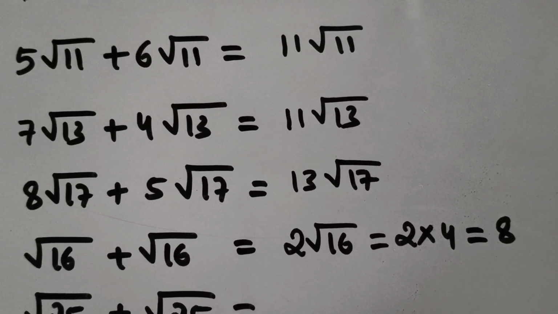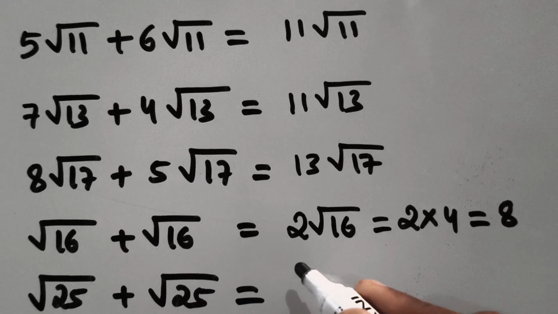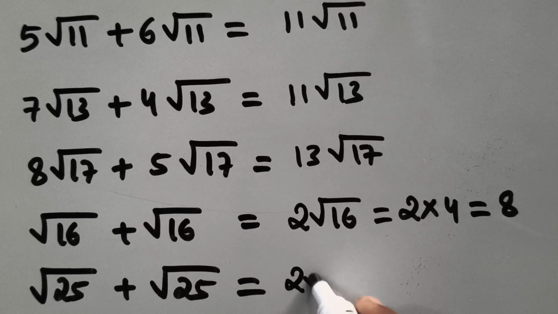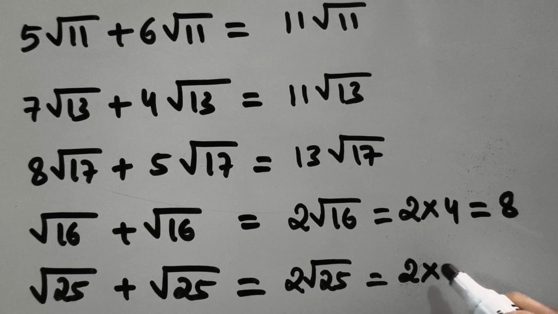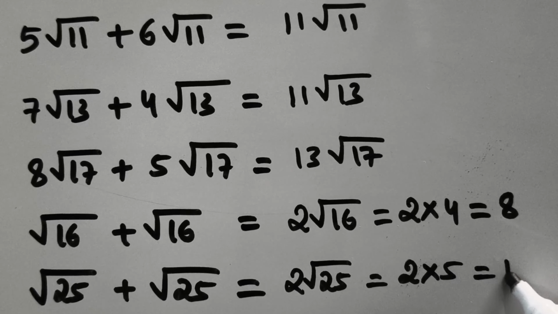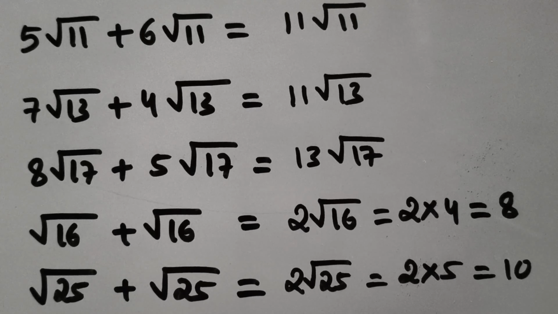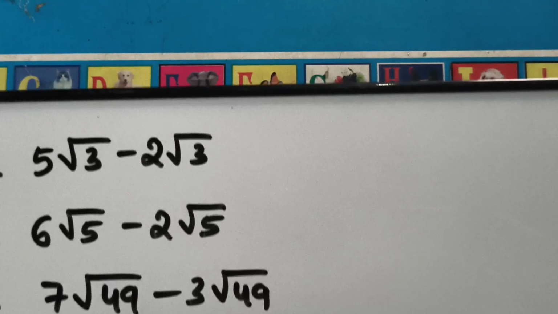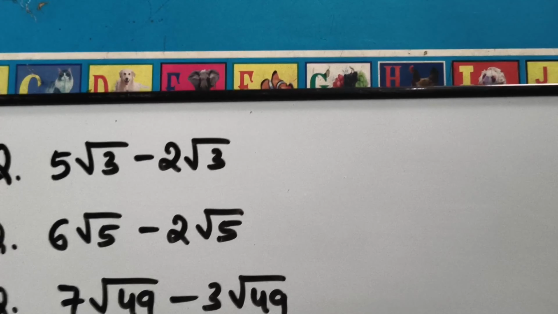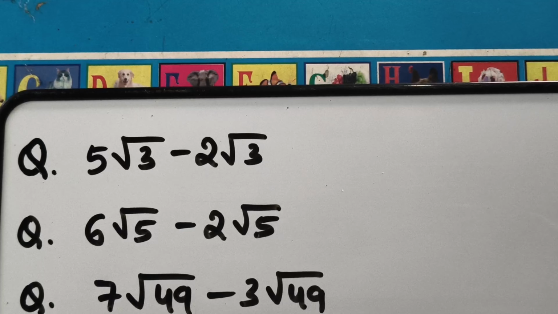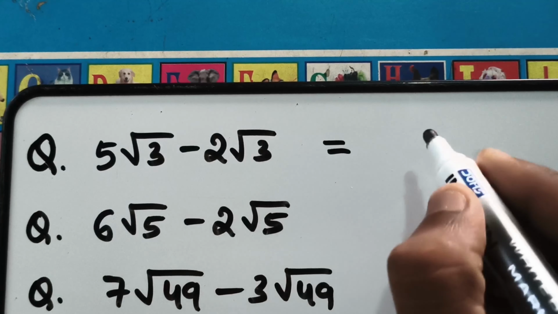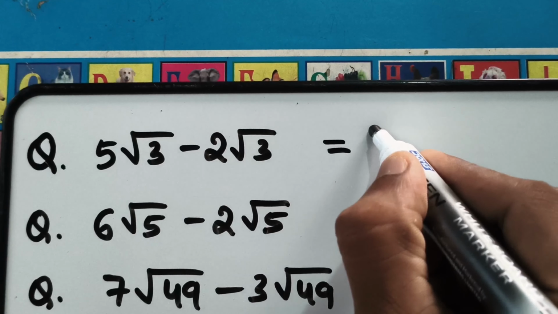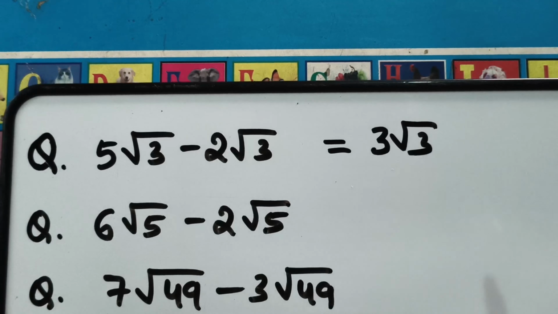Similarly, 1 root 25, 1 root 25, that is 2 root 25. We know the root 25 value is 5. 2 5s are 10. So this is how we have to add the root numbers. 5 root 3 minus 2 root 3. In the 5 root 3, remove 2 root 3. How many root 3s are there? 3 root 3.